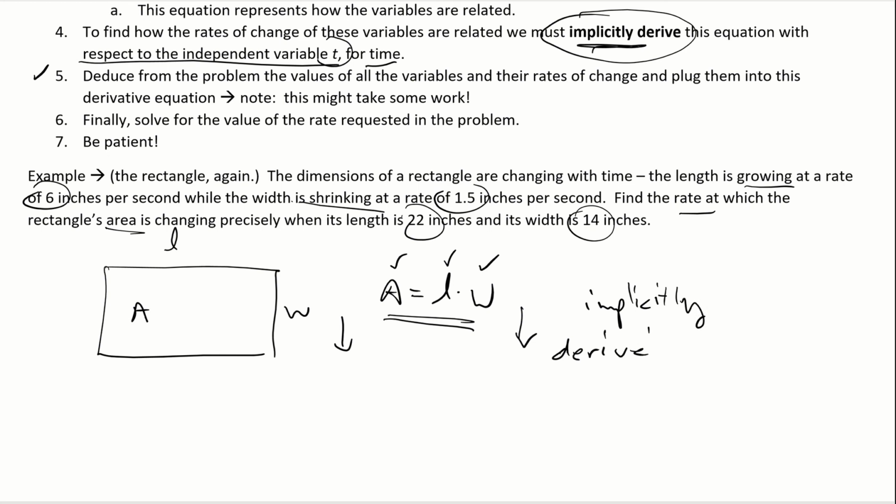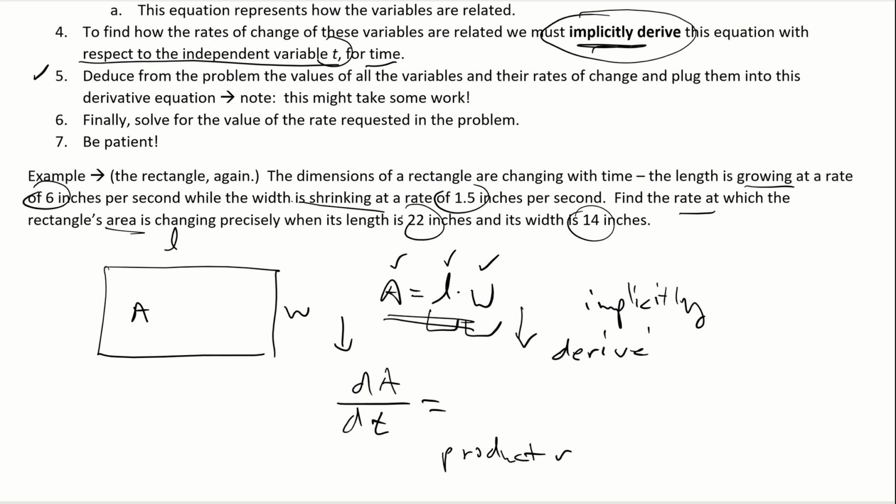Implicitly derive. That's what we're going to do. Let's do it. On the left-hand side, guess what? dA/dt. On the right-hand side, it's a product, and they're both live variables. Product rule.